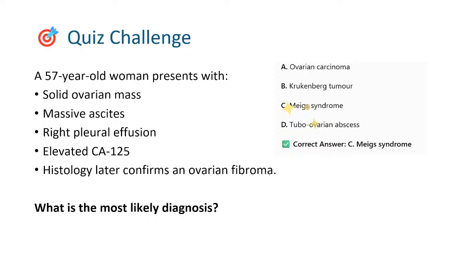So let me go again on the quiz challenge. A 57-year-old woman presents with solid ovarian mass, massive ascites, right pleural effusion, elevated CA125. Histology later confirms an ovarian fibroma. What is the most likely diagnosis? A. Ovarian carcinoma. B. Krukenberg tumor. C. Meigs' disease. D. Tubo-ovarian abscess. So the correct answer is C, which is Meigs' disease.